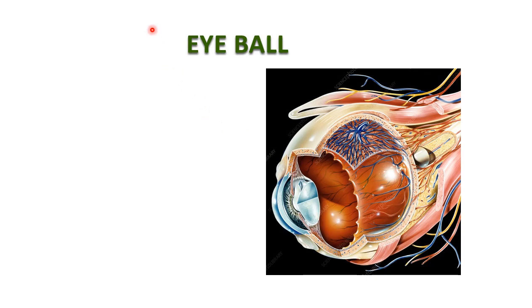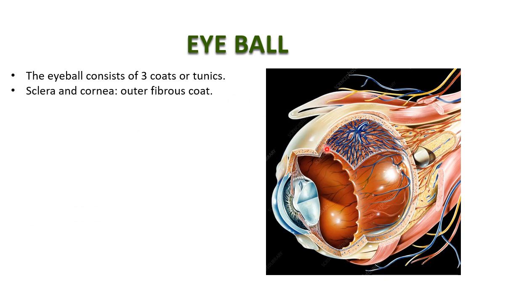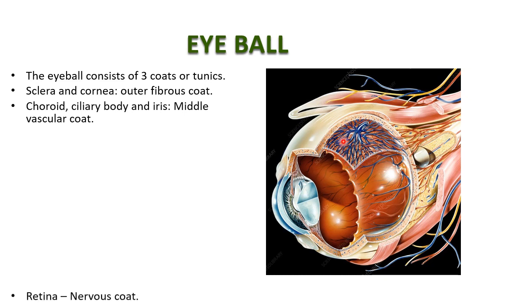Now, coming to the structure of the eyeball, we have three coats, also called tunics. The outer coat is the sclera and the cornea, where the cornea is transparent and the sclera is opaque. Then deep to the sclera you have the choroid, the middle vascular coat, and deep to the choroid is the nervous coat, which is the retina.